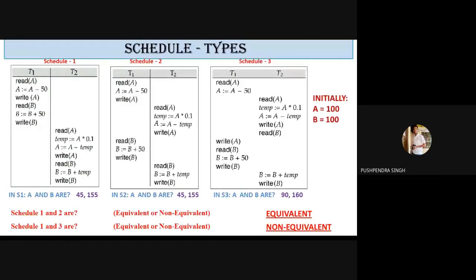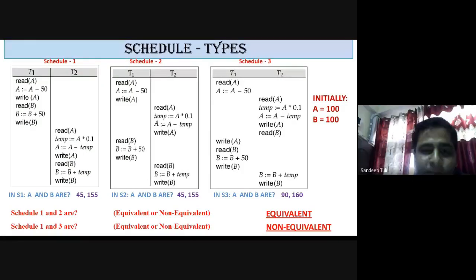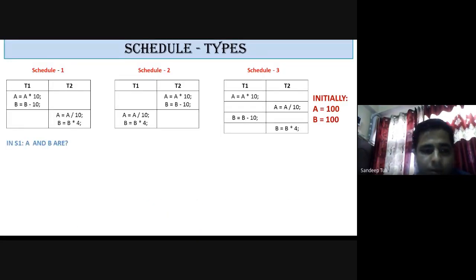So which one is better now, schedule 2 or schedule 1? Schedule 2. है ना? So where multiple transactions can be performed parallelly, that is what I want to convey with this. So schedule 1 and 2 are equivalent, while schedule 1 and schedule 3 are non-equivalent. Same for schedule 2 and schedule 3. Schedule 2 and 3 are also non-equivalent schedules.